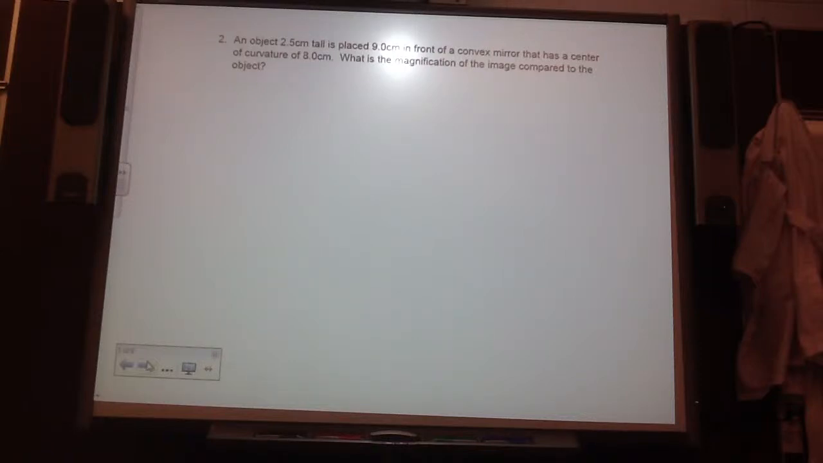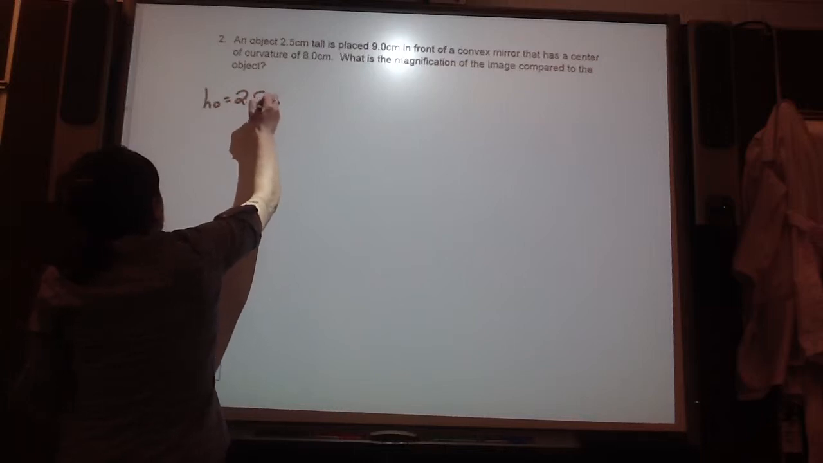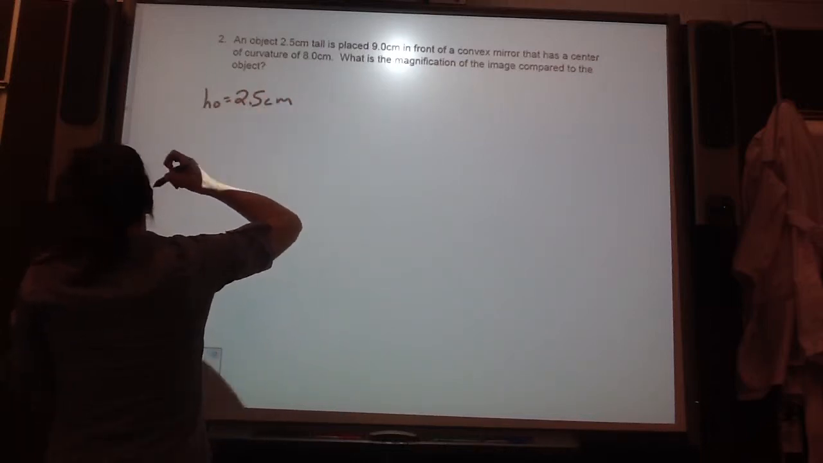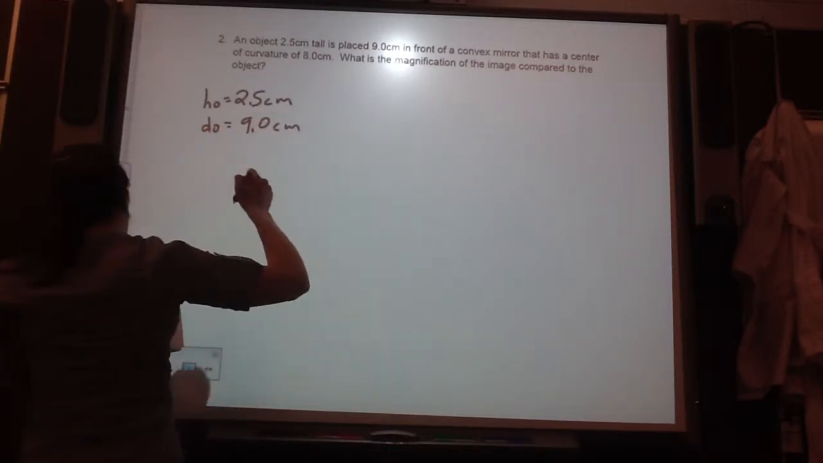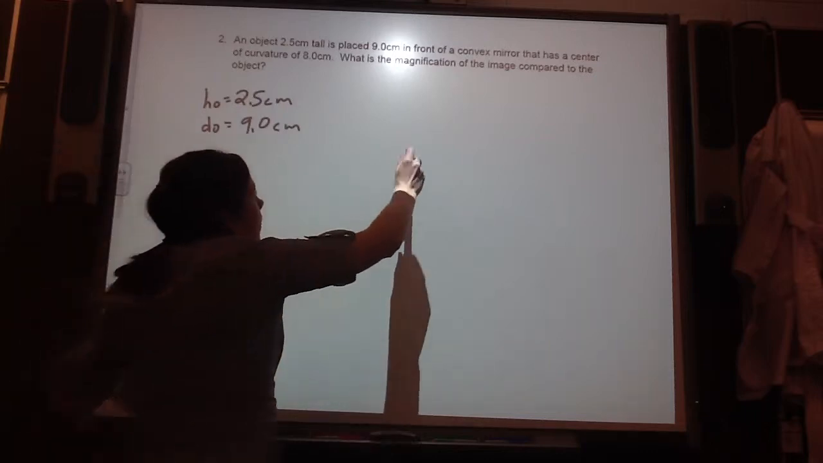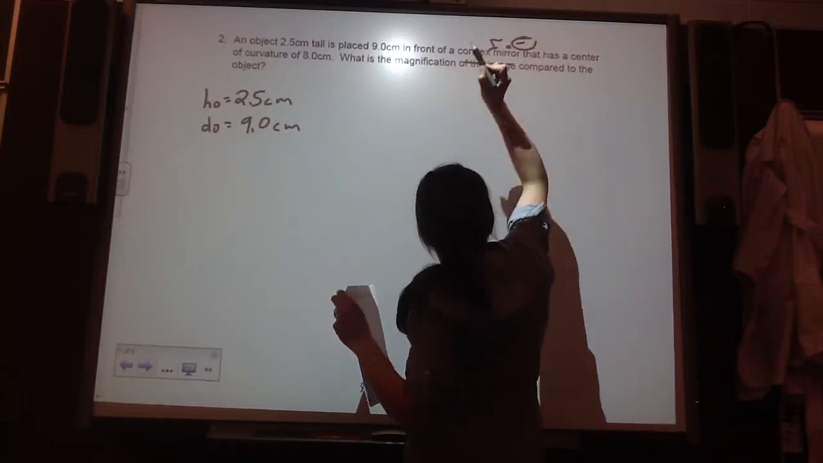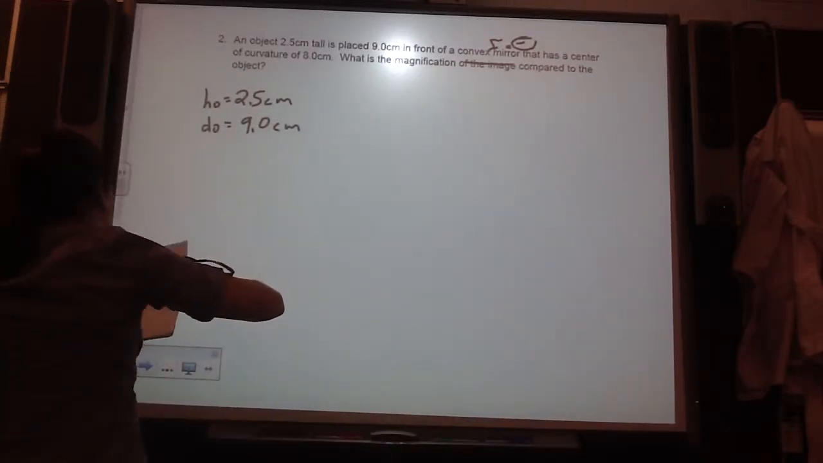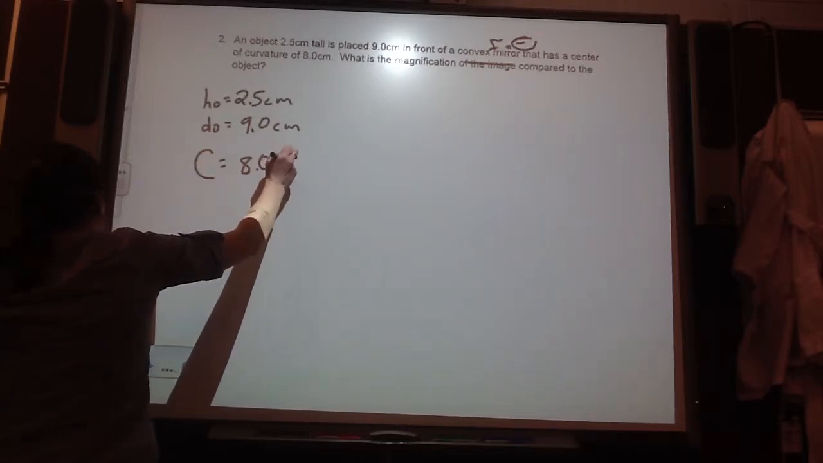Okay, now the second example for you. So an object 2.5 centimeters tall, so that's HO, 2.5 centimeters, is placed 9 centimeters, so DO, in front of a convex mirror. So when you think convex, you should think you need to make your F negative. You need to manually put that in. That has a center of curvature, so that's big C, of 8.0 centimeters.